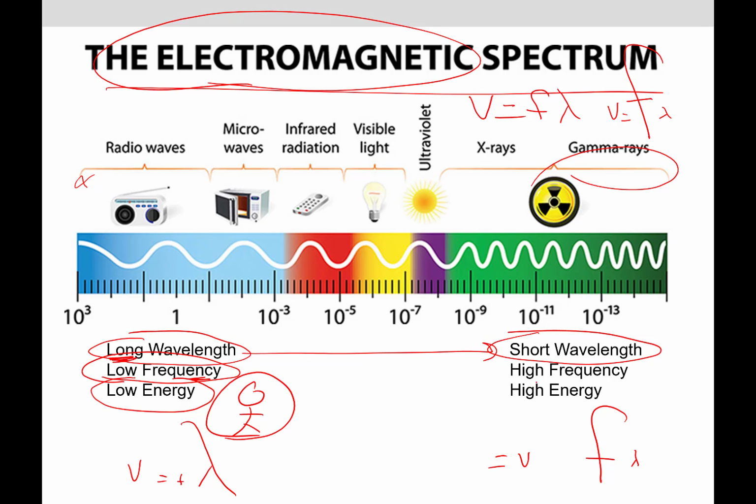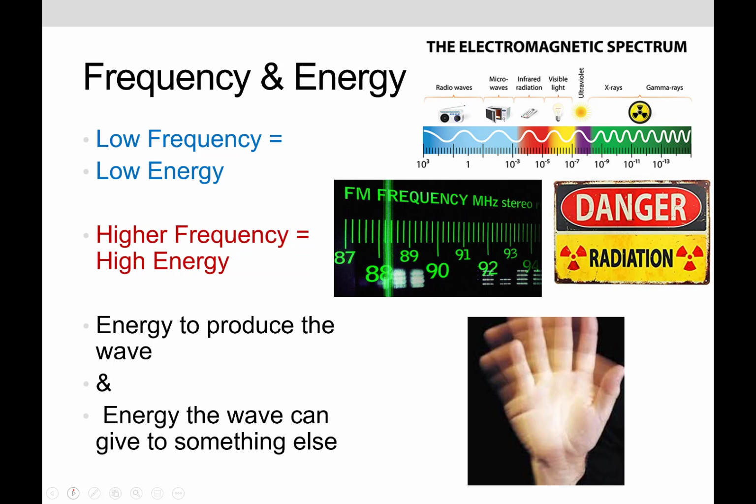But if you get hit with a high energy wave, one of these on this end of the electromagnetic spectrum, it could be dangerous. Gamma radiation, overexposure to X-rays, overexposure to ultraviolet light can cause cancer, and so we have to watch out and limit our exposure.